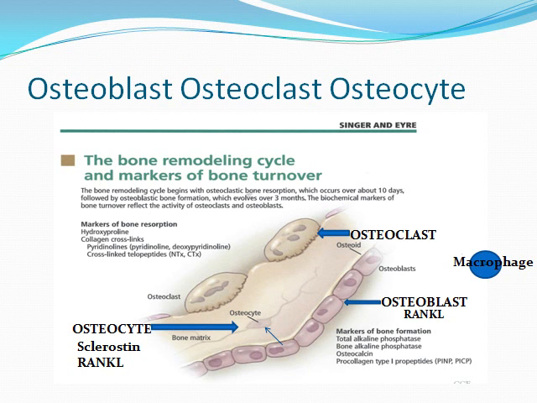Now there are three cells that produce and control bone remodeling in the skeleton. The bone remodeling cycle begins with osteoclastic bone resorption, which occurs over about 10 days. And this is followed by osteoblastic bone formation, which takes much longer. Once those pits are made by the osteoclasts, it takes about 3 months for the repair to occur. The biochemical markers of bone turnover reflect the activity of the osteoclast and osteoblast.